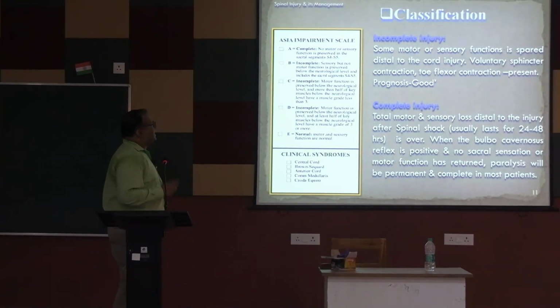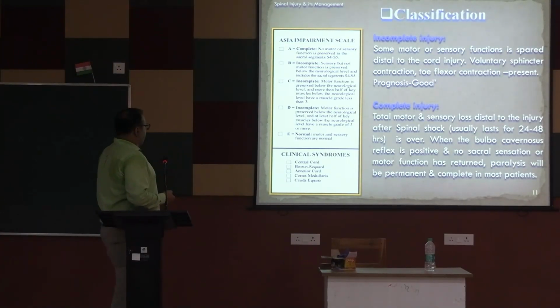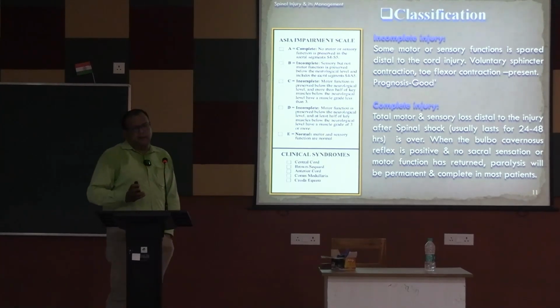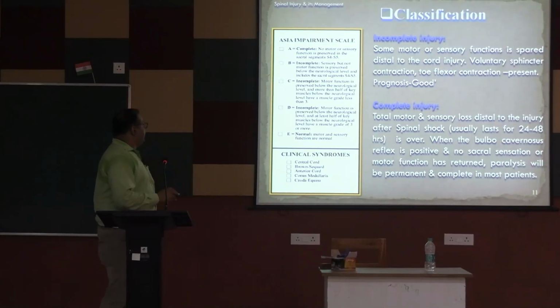So now classification, we have the ASIA scale here. ASIA scale, this is the ASIA Impairment Scale. There are 5 classifications, A, B, C, D, E. A is complete. Complete means total neurological loss below the level of the injury. B is incomplete, that is sensory is preserved but motor is not there.